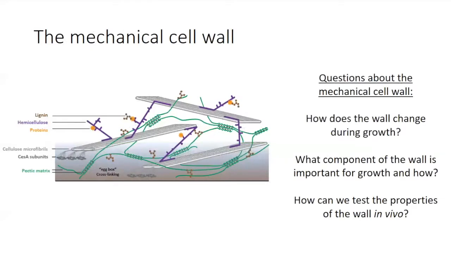So our questions about the mechanical cell wall is, how does the wall change during growth and shape formation? What component of the wall or components might be important for cell growth or shape growth, and how they actually mediate that? And actually also how we can test the properties of the wall in vivo. And so as Adrian mentioned, I've been involved a lot in using atomic force microscopy as a way to test the material properties of the cell wall. And I'll go into that a little bit for you.